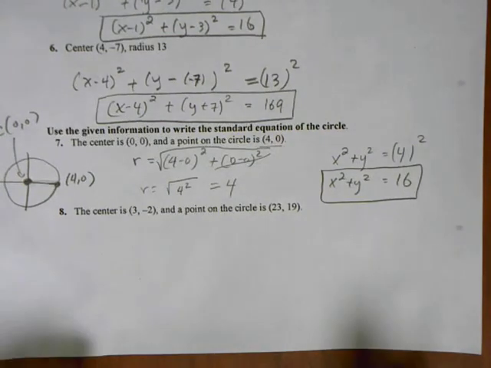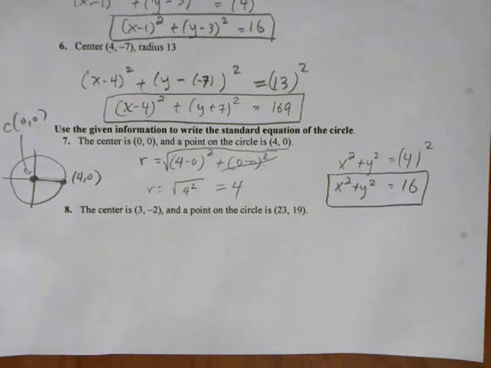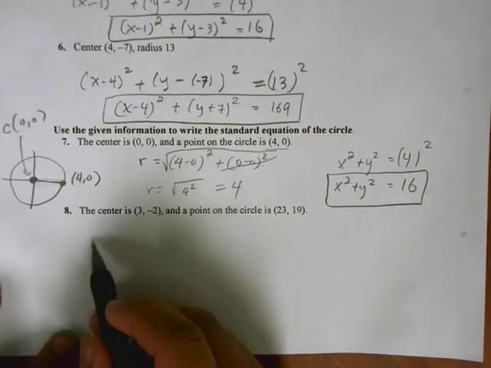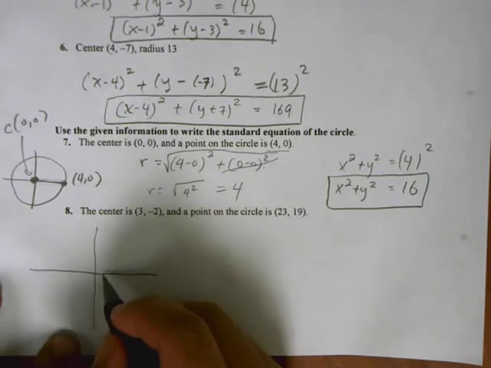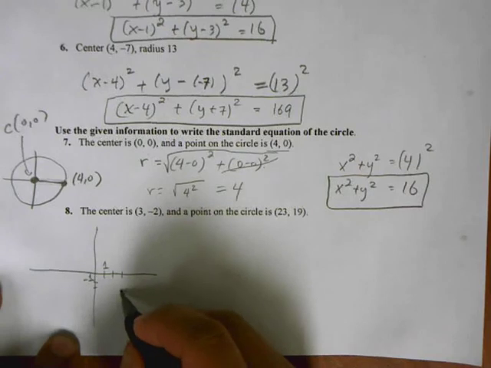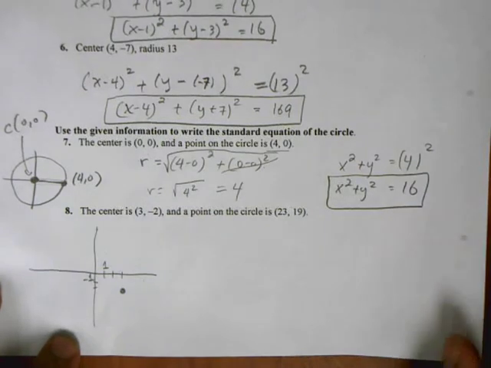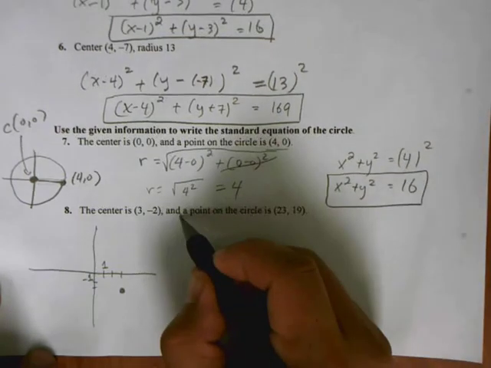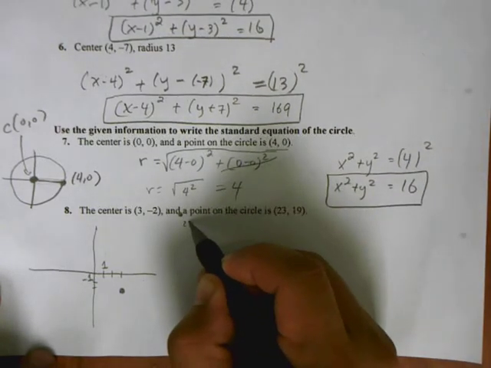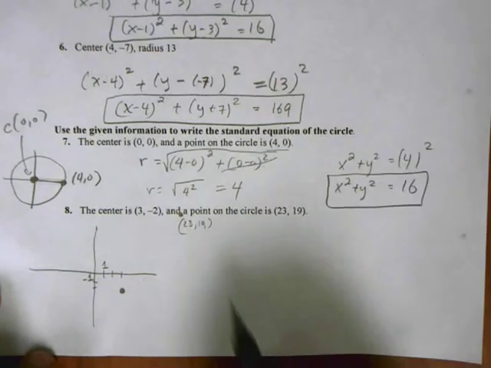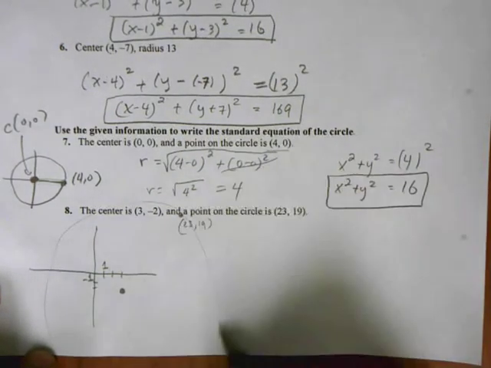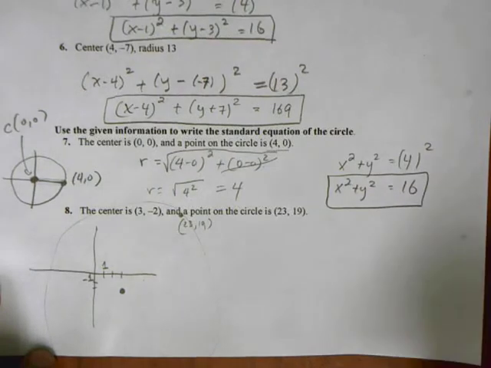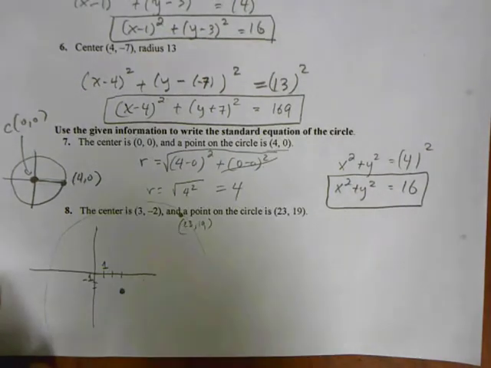Let's continue. Let's look here at number 8. The center is at 3, negative 2, so it's a little bit of a different picture here. Let me label my scale. 3, negative 2, that's the center. And some other point on the circle is 23, 19. So that's way over here somewhere. And I know that somehow I'm supposed to draw a circle around this point, and that's a really bad circle. Again, I'm not as awesome as my student at drawing perfect circles.